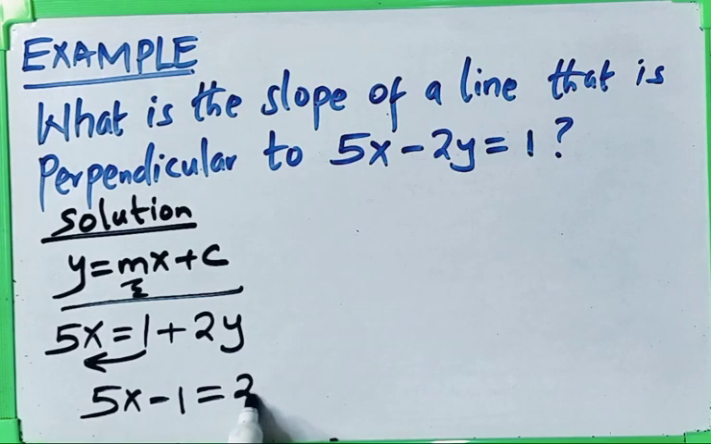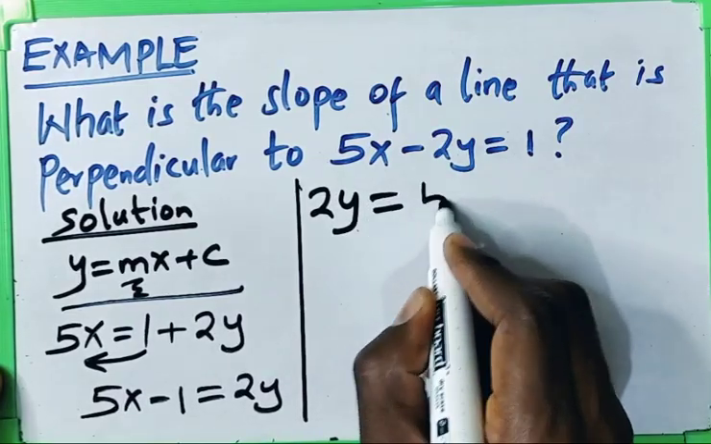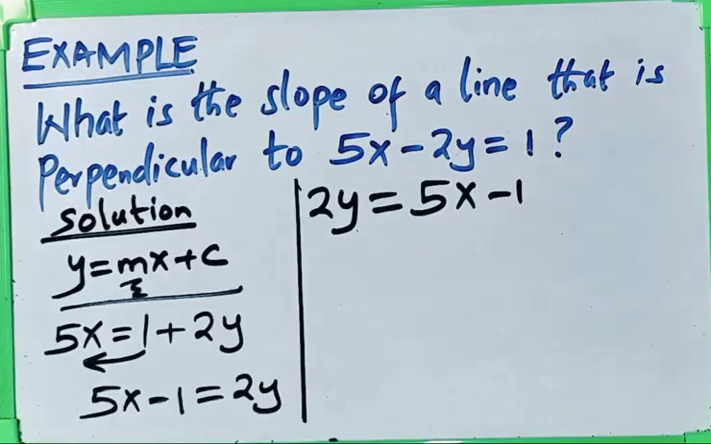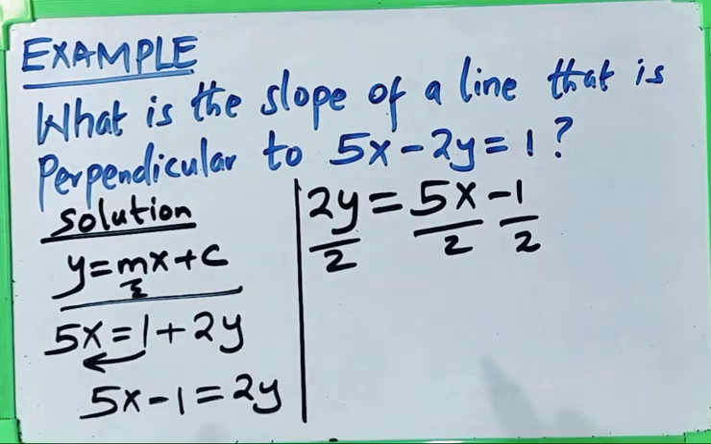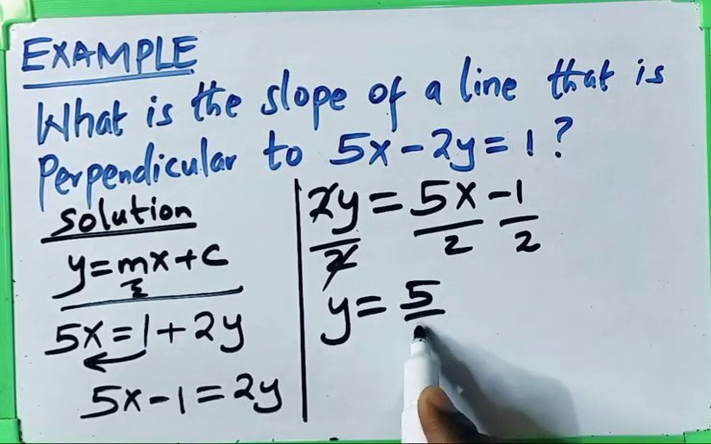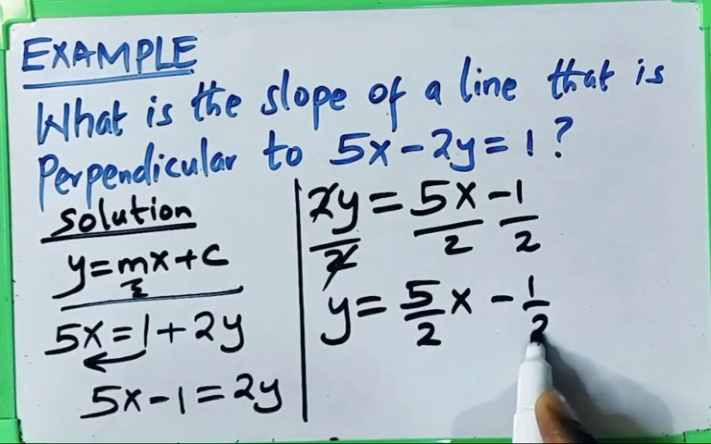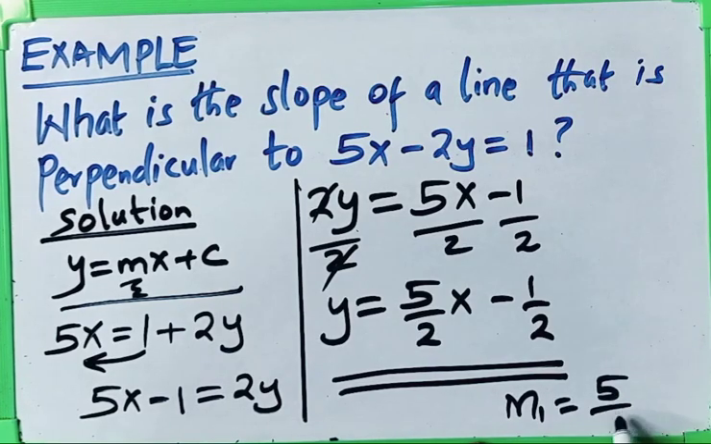So we have 2y equals 5x minus 1. If we want to remain with y, of course that is our need, we divide by 2 across all the terms, and 2 cancels with 2. You remain with y equals 5 over 2 x minus 1 over 2 as our equation. And from that equation, the value of m1 is 5 over 2. That is the slope for the first equation.